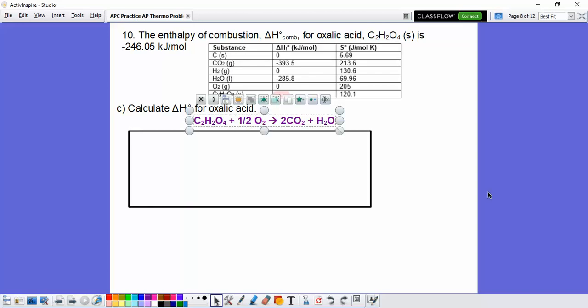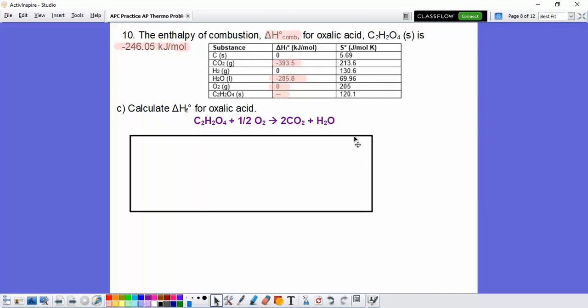So I'm going to delete that. Instead, we're going to be using this equation, the combustion reaction. Think back at the very beginning of the problem. We were told the delta H of combustion, or delta H of reaction, for oxalic acid is negative 246.05. And we also know the delta H of CO2, of H2O, and O2. We already knew O2 because it's an elemental standard state, so it's 0.